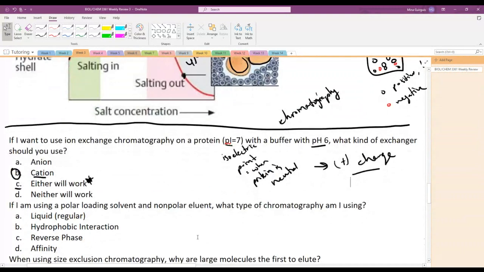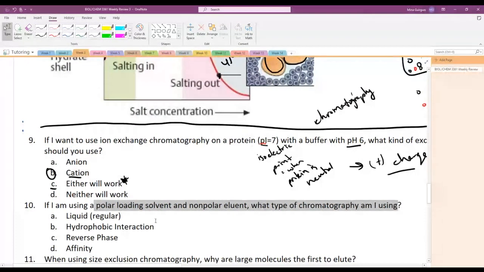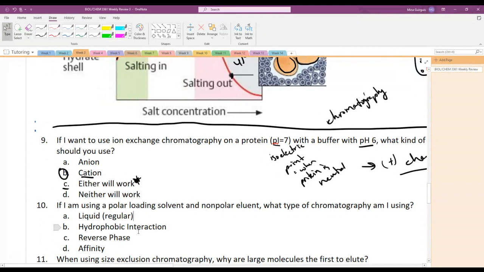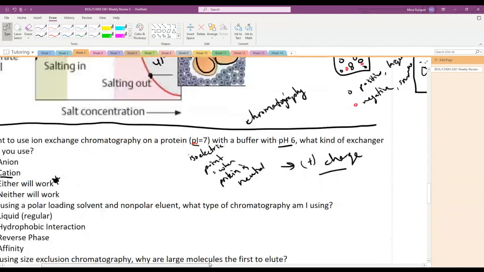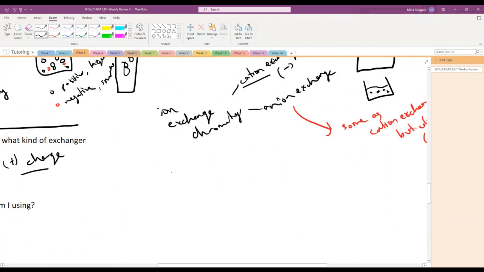All right, so now I'm going to hit you guys with a bunch of terms. Liquid, hydrophobic interaction, reverse phase, and affinity. So we're going to come back to this actual discussion, and we're going to talk first about liquid and reverse phase, because these are the exact same thing, but opposite, which is why reverse phase is called reverse phase. So you can use the difference in polarity to separate substances as well. So I'm going to use the same example, except I'm going to use blue and red because I think blue and red is an easier contrast.